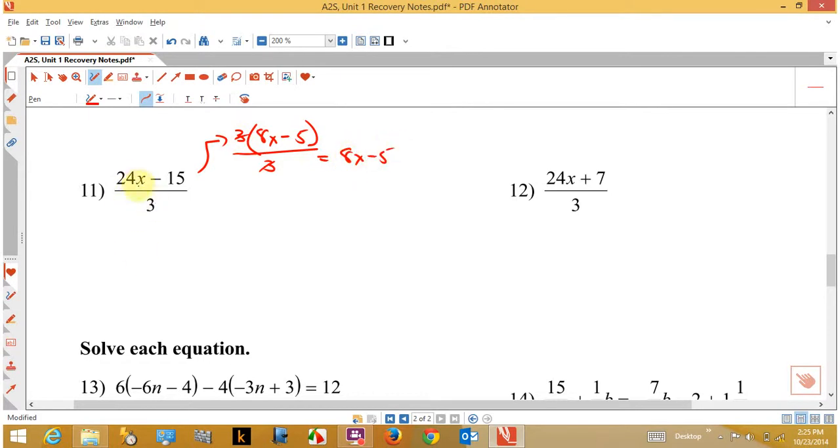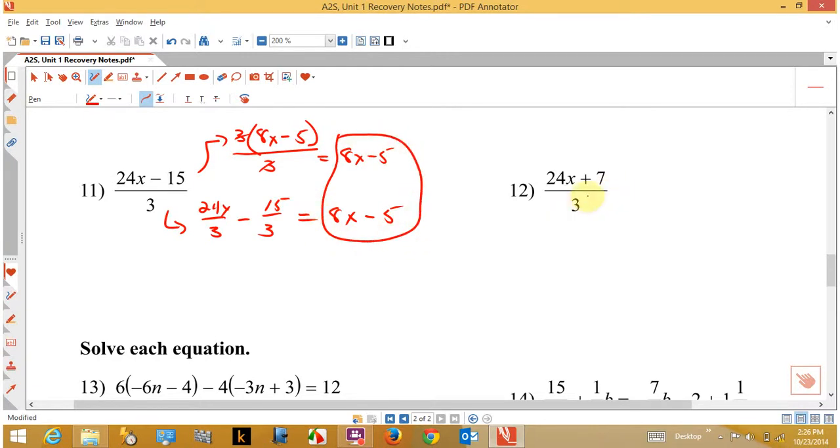Another way to do it is to say, let's split this numerator up into separate fractions. So that would be 24x all over 3 minus 15 all over 3. And 3 divides into 24 8 times, so that would be 8x. 3 divides into 15 5 times, so 8x minus 5. So I got the same answer both ways. Okay, let's look at the next one.